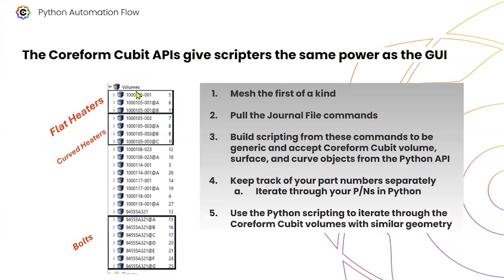And as I was working through this demonstration, there are patterns of part numbers, or part numbers are repeated. So I would be the one doing the exploratory work to find out what these part numbers are, and then document them in the input CSV, and then run them through the Python script. So I would mesh the first of a kind of these things, like I would mesh a heater, pull the journal file commands, build the scripting from them, and then put the part numbers into that input file, and then iterate through using the Python flow control.